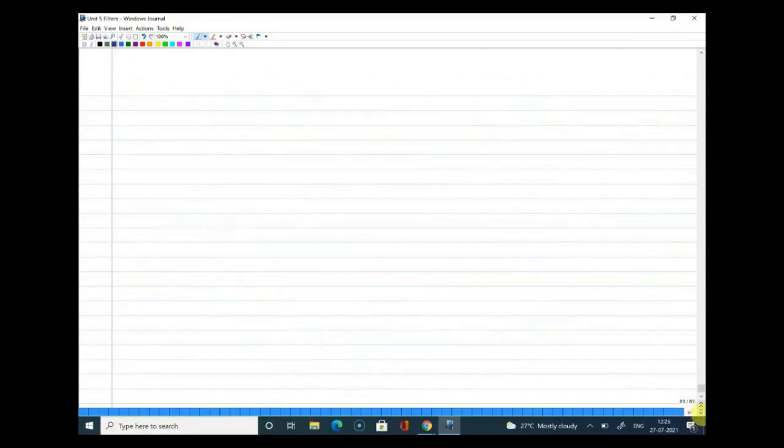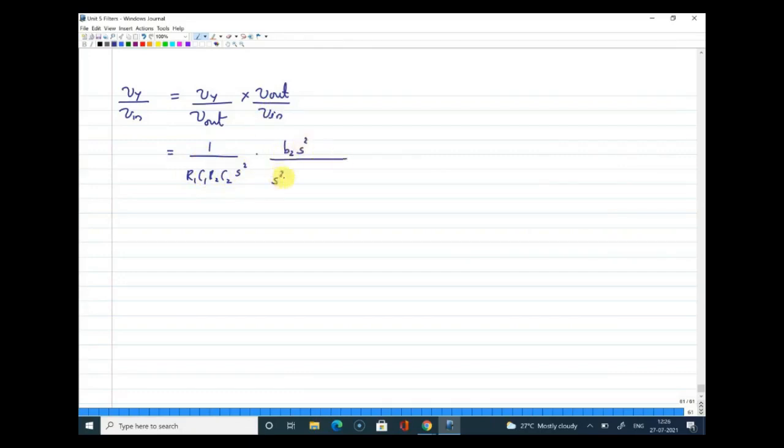Right. Similarly, if you look for Vy by V in, what is Vy by V in? It can be written as Vy by V out into V out by V in. There, if I write what is Vy by V out, it is R1 C1 R2 C2 into S square into B2 S square divided by S square plus omega naught by Q S plus omega naught square. This will again result in the S square term getting cancelled and you will have only one constant coefficient in the numerator. So that will give you a low pass filter response.